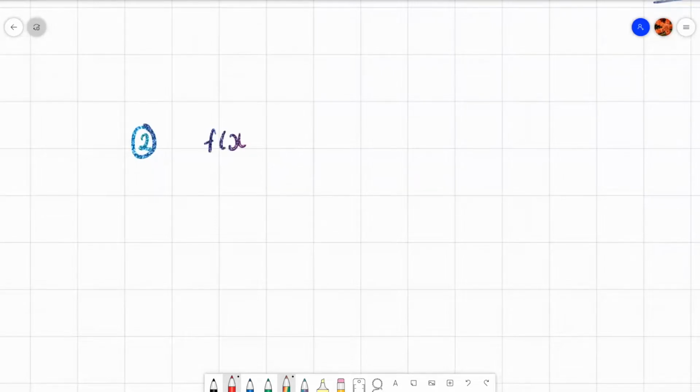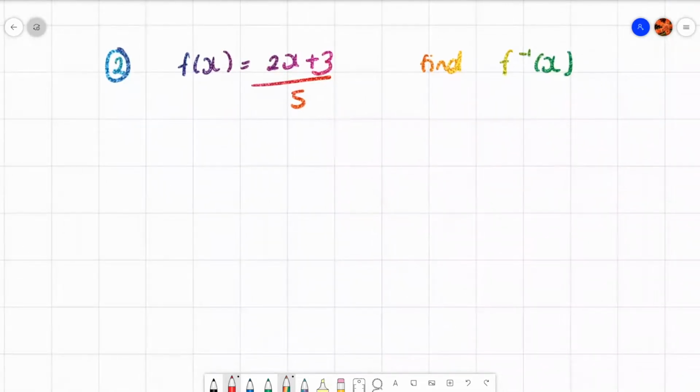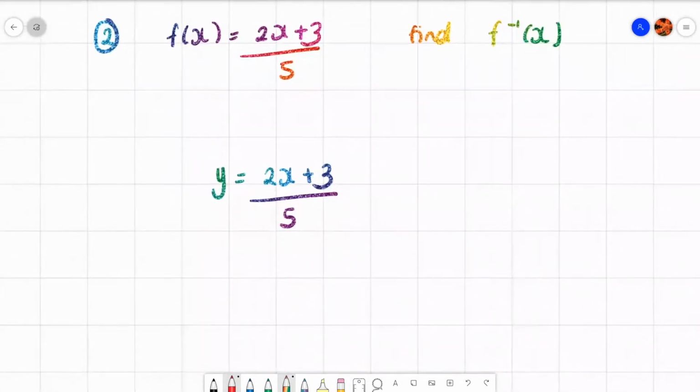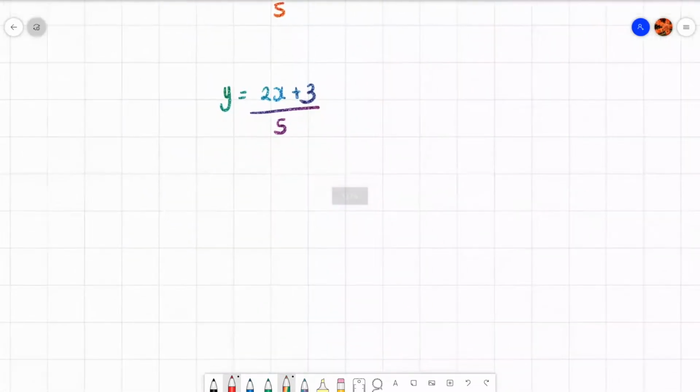So I'm going to do f of x equals (2x plus 3) all over 5, and I'm going to say find f minus 1 of x. That means the inverse. Okay, so remember, first step is make it equal to y. So y equals (2x plus 3) all over 5. Right, your second step is to rearrange to make x equals.